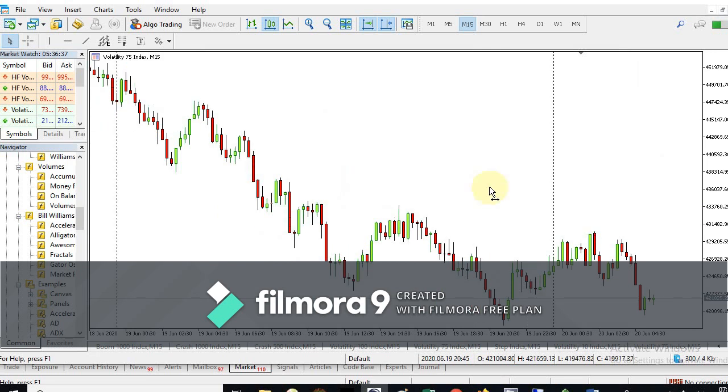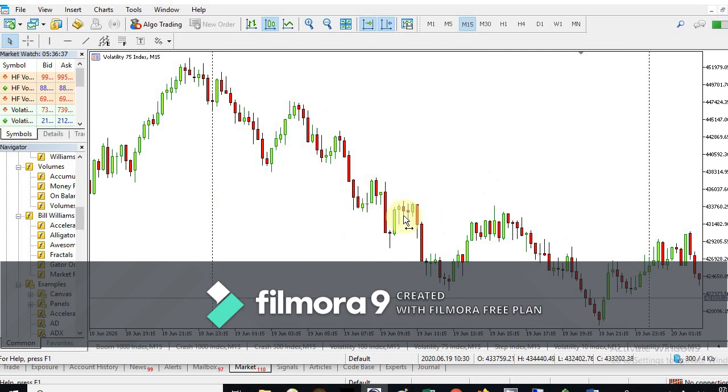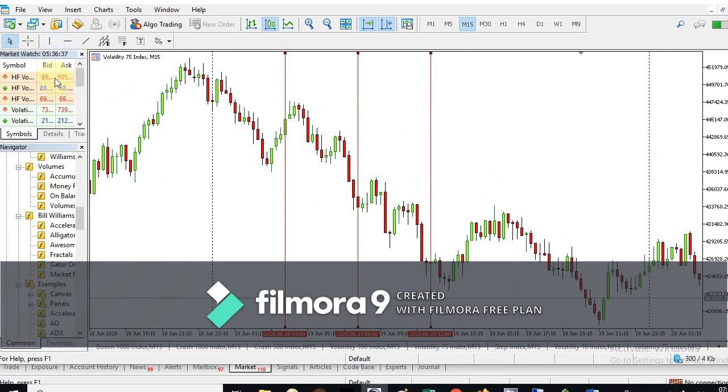The next tool is to use our vertical lines to map out the 4-hour periods. This is the first 4-hour period for this day, this is the next 4-hour period for this particular day, and this is another 4-hour period. So we map out all the 4-hour periods for the days.